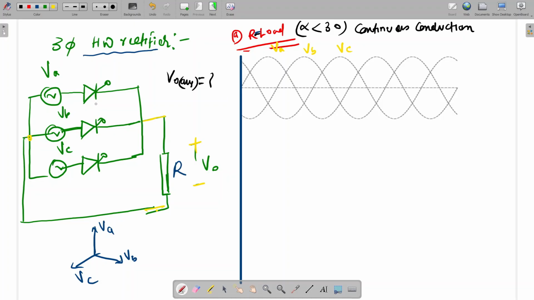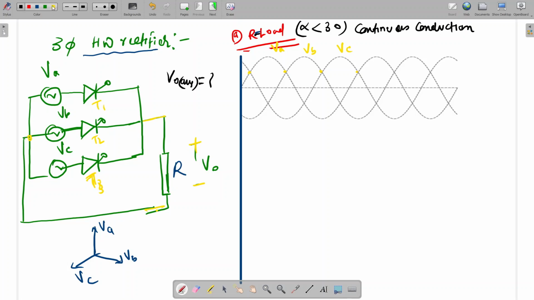Let's say this is T1, T2, and T3. So when this phase voltage is higher than the other two, then that thyristor will be in forward condition. From here to here, phase A voltage is higher than B and C, so here to here it will be in forward bias. If we move from here, then B is greater, so here to here B is in forward bias. Similarly, from here to here, thyristor T3 will be in forward bias. Only when it is forward biased can we trigger that switch.